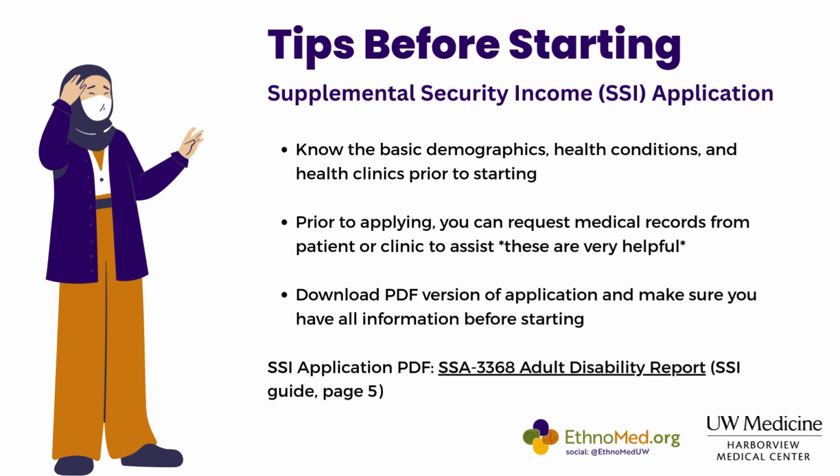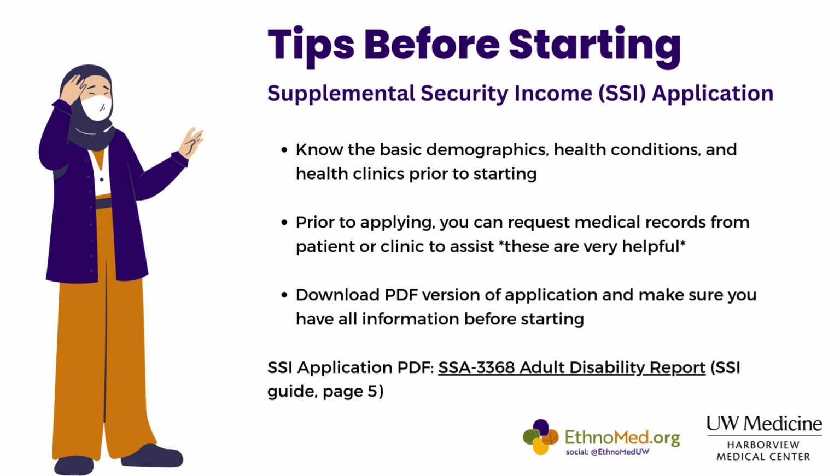Knowing the basic demographics of your client, the health conditions that they've been diagnosed with, and the information for the health clinics that they have attended before starting the application online can be really helpful. You're also able to save and return to the application if you find that you don't have all the information. We're going to go through what the application includes so you get a sense of what type of information to ask your client before starting. But those 3 categories are sort of the basic things to know.